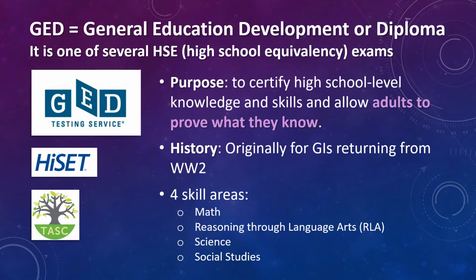All that changed in the last decade or so. The test was completely revamped. It was made very difficult, as you probably know if you've tried taking a practice test. And so now it has a lot more credibility than it used to have. People have learned to respect the GED and expect that students who have one really do have the equivalence of a high school education. There are 4 skill areas that are tested in the GED test. There's math, reasoning through language arts, science, and social studies.